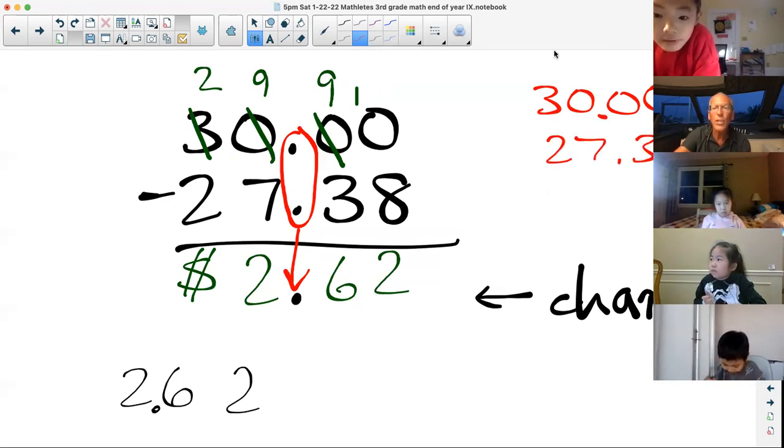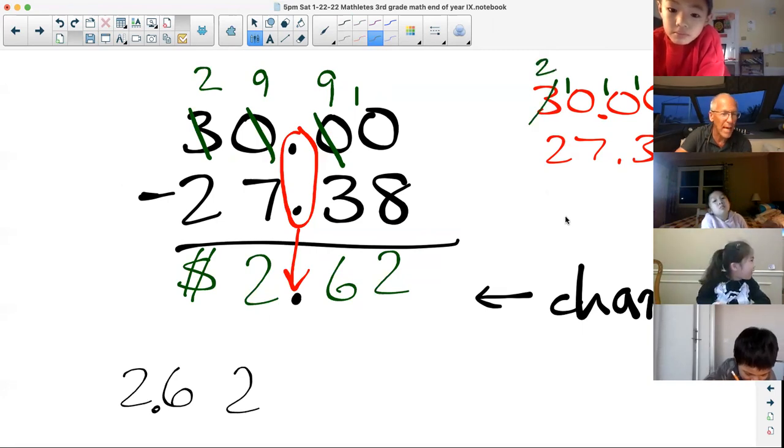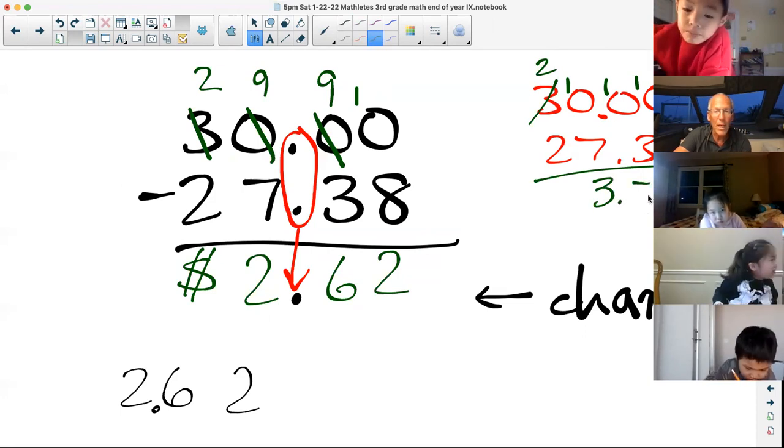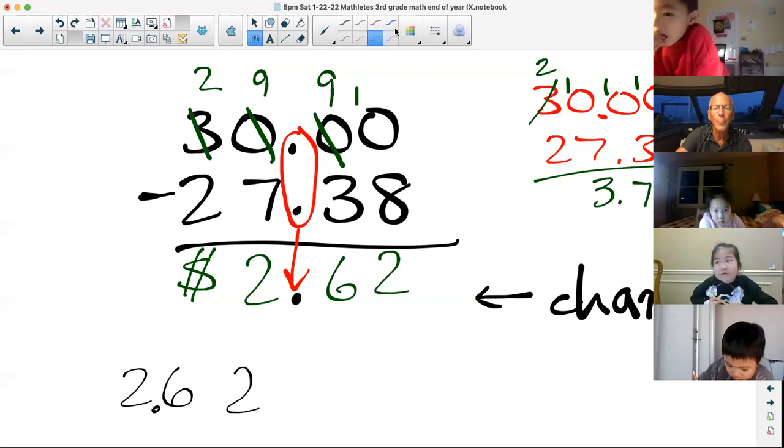Oh, so Stella, what you did is you made everything a 10. Right? And then somehow you borrowed to make that a 2. And then that would have been $3.72. But no, no, no. That is not what we do.